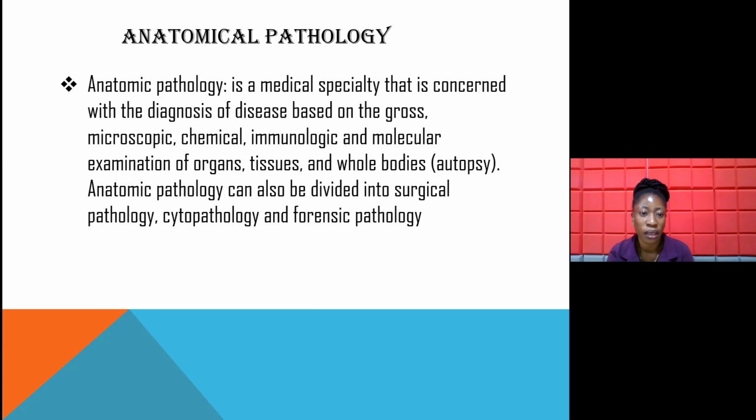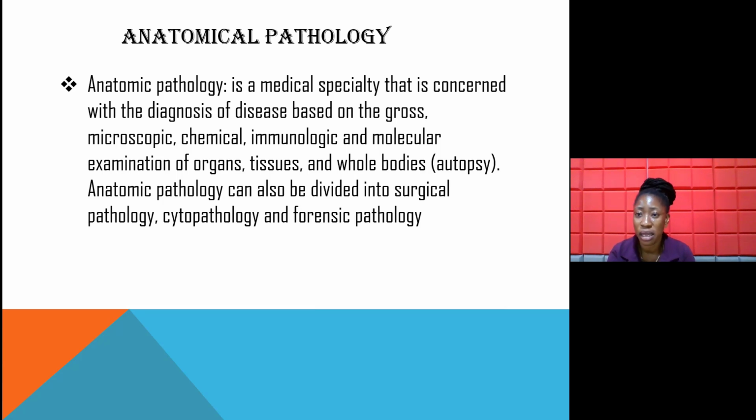Now, anatomic pathology is a medical specialty that is concerned with diagnosis of disease based on the gross, microscopic, chemical, immunologic, and molecular examination of organs, tissues, and whole body. So anatomic pathology can be divided into surgical pathology, cytopathology, and forensic pathology. Like I've showed you in the previous two slides, I've put it in a diagram for you to be able to understand it perfectly. So don't get it confused. Anatomic pathology is divided into surgical pathology, cytopathology, and forensic pathology.